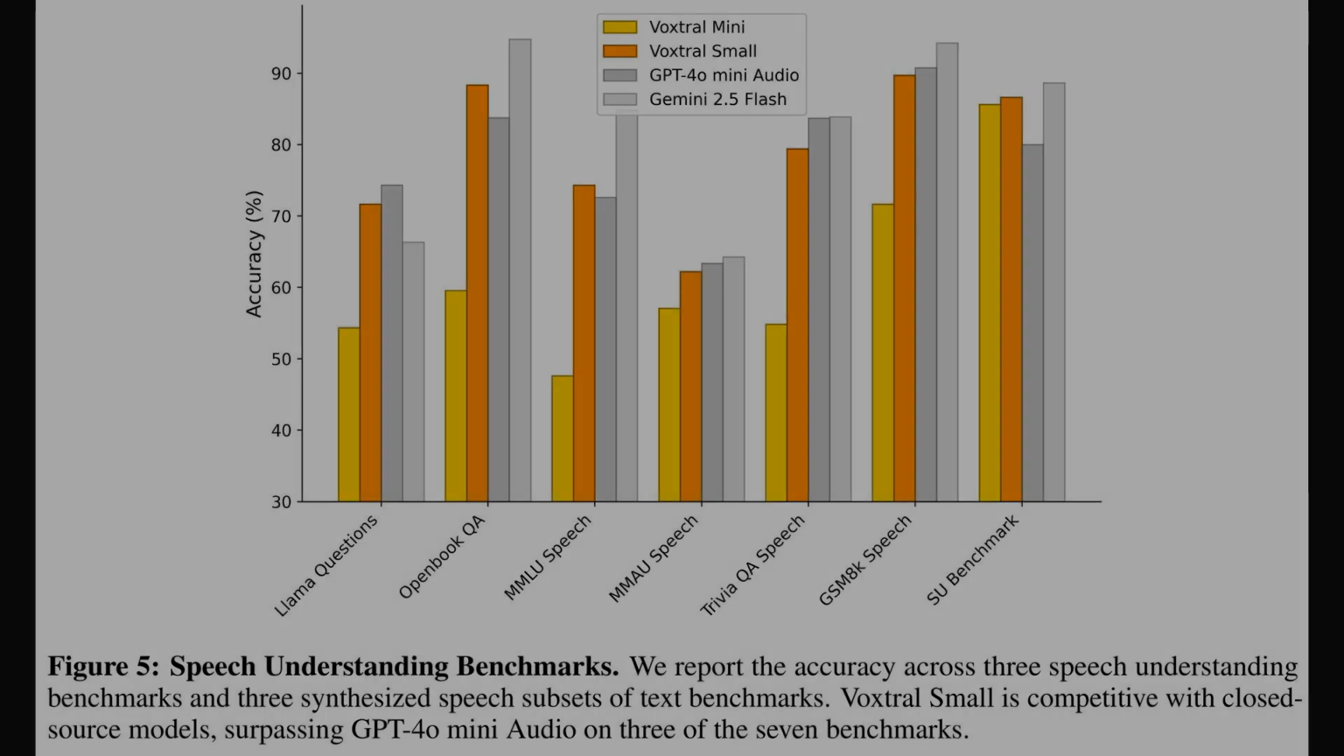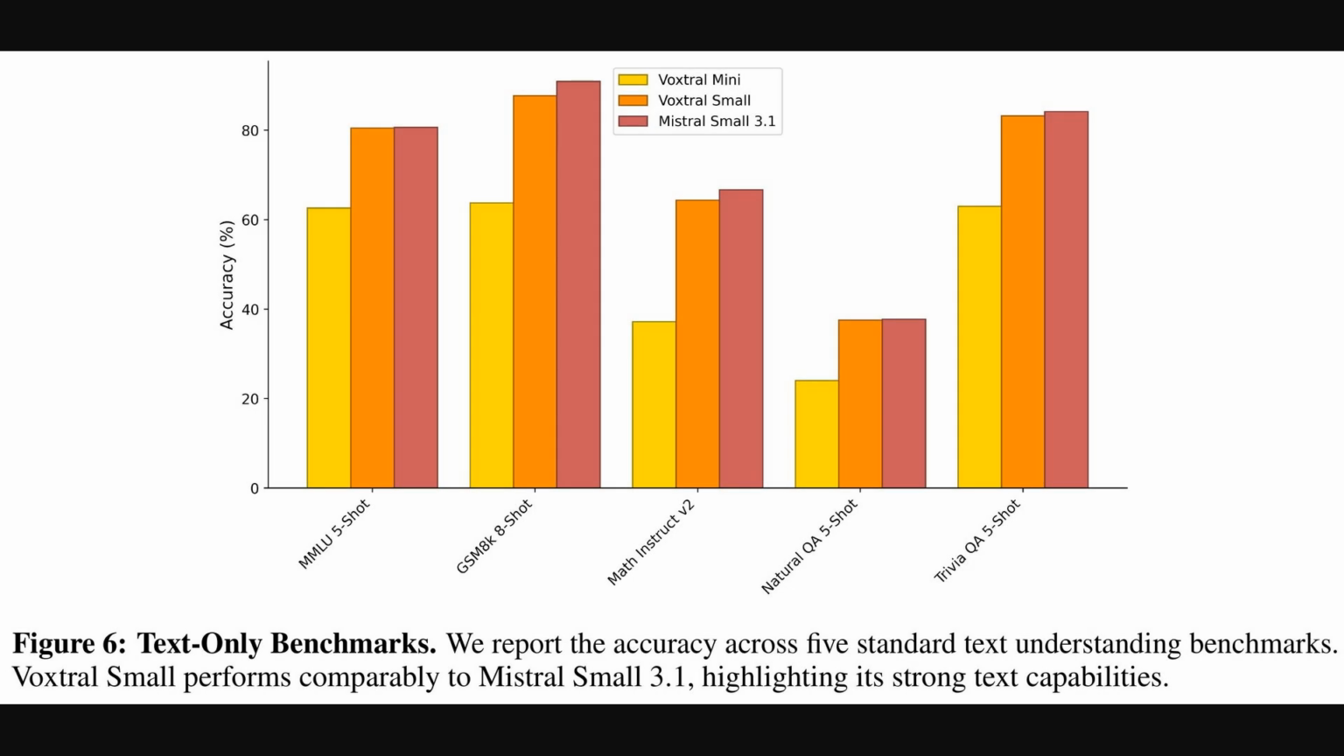So a key question then is, does adding all this audio capability hurt the model's original text skills? This chart addresses that directly, showing performance on 5 standard text-only benchmarks. We see Voxtral Small, in orange, performing almost identically to its base text model, Mistral Small 3.1. This is a really important finding. It proves that the model retains its strong text understanding abilities, making it a versatile drop-in replacement for tasks that involve either text or audio, without sacrificing performance on either one.